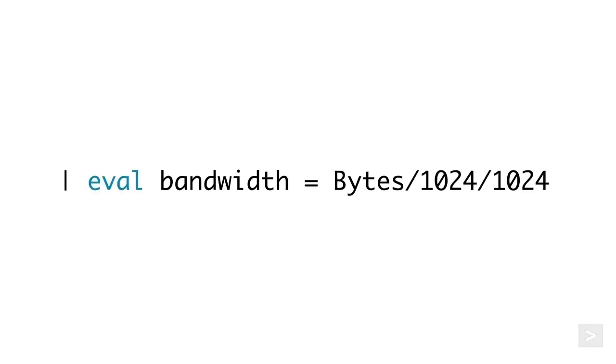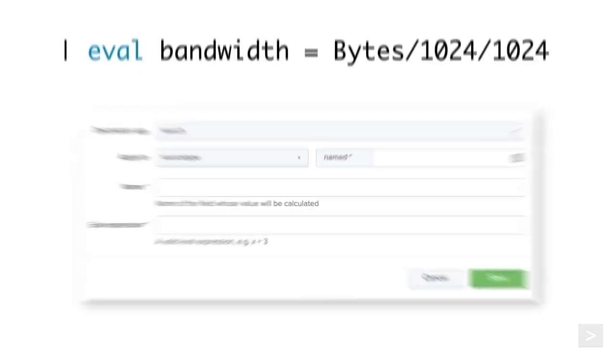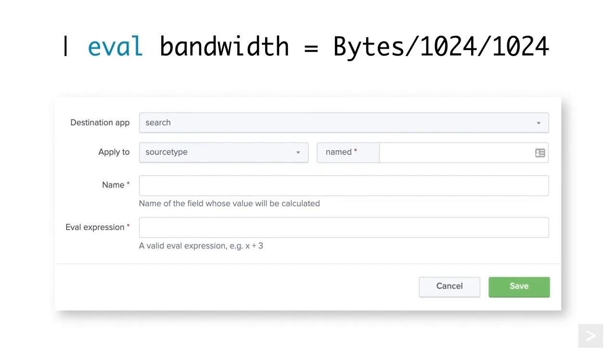We previously used the eval command to create temporary fields at search time. This command takes the value contained in the bytes field, divides it by 1024 twice to convert it to megabytes, and stores it in a new field called bandwidth. This calculation made our search results much easier to read, but since this is not a persistent field, we will have to manually type out the eval command every time we want to make the conversion, which is not very efficient. Thankfully, there's a better way.